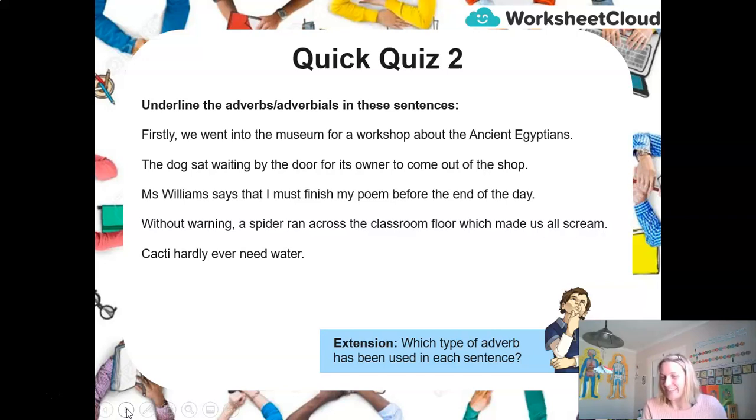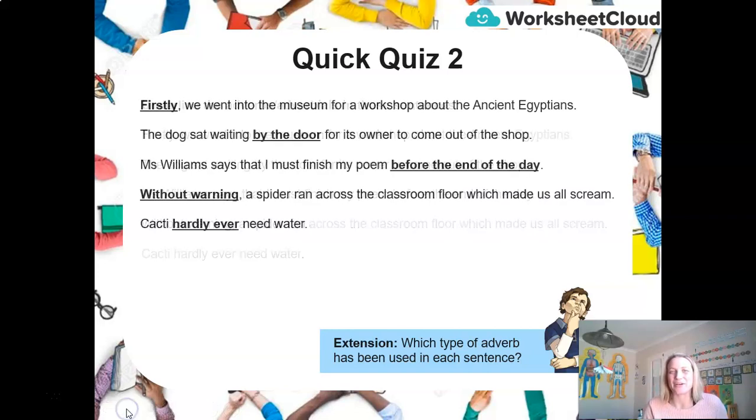Okay, now that you've done that, let's see how successful you were. Okay, there they are. In the first sentence, my adverb is firstly. And for any of you that gave the extension activity a go, firstly is an adverb of number. Tells me, sorry, not when, in what order they went into the museum. There we go. The dog sat waiting by the door for its owner to come out of the shop. So by the door is my adverbial, and it's an adverbial of place. It's telling me where the dog is sitting.